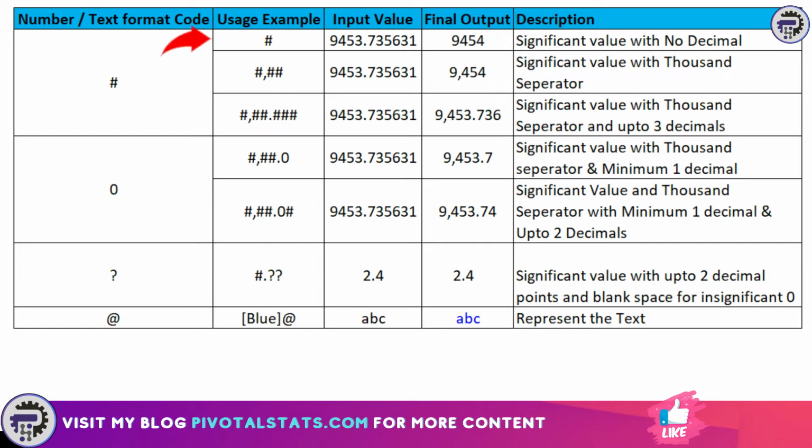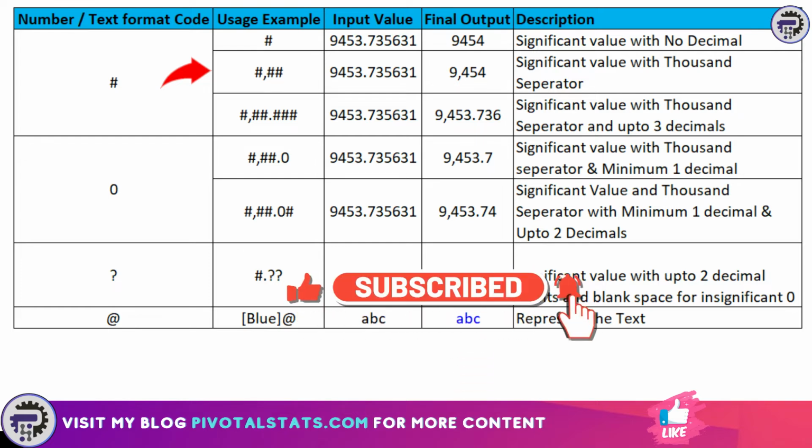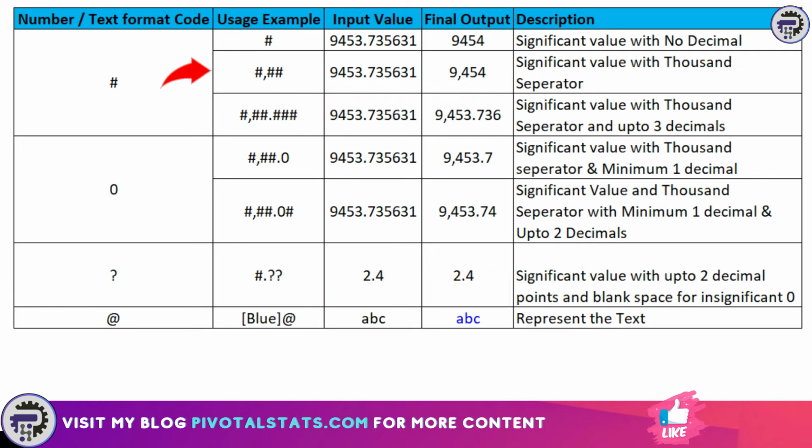within your data. In this example, I have an input value of 9453.735631. It's a long number with a decimal value. Now in the first example, I've just used a single pound sign which says just show me the significant value. That's why it's just showing me in the final output as 9454. But in the second example, I've used a comma in between, right? And I used it in a way that it shows me the thousand separator as well. So pound, comma, and 2 pounds after that, right?